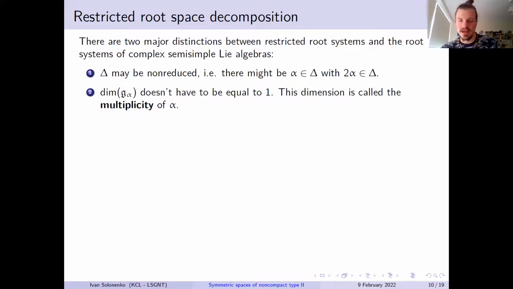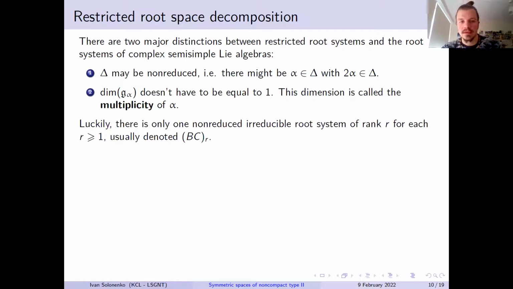And the second thing, the dimensions of restricted root spaces don't have to be equal to 1. Remember that in the complex semisimple case, all root subspaces have complex dimension 1. Here, these may have real dimension greater than 1. So this dimension is called the multiplicity of alpha. So here you have this additional notion of multiplicities, which is kind of a vacuous notion in the complex case. And luckily, this delta may be non-reduced.